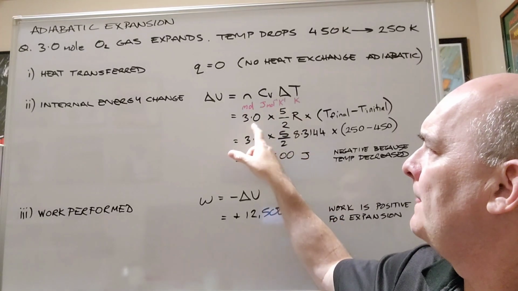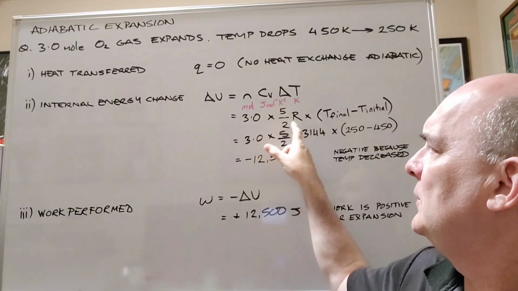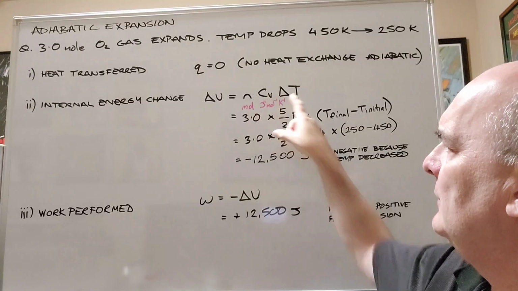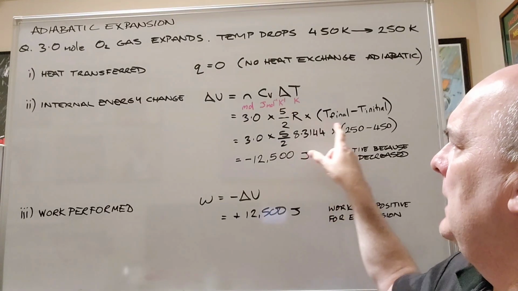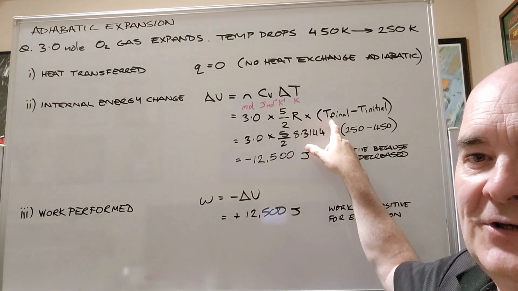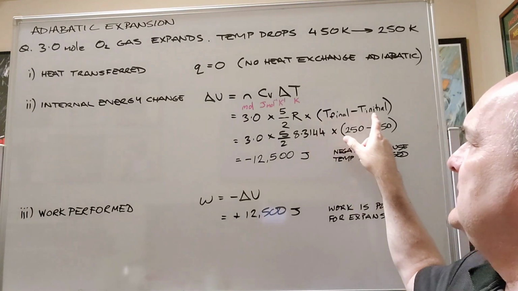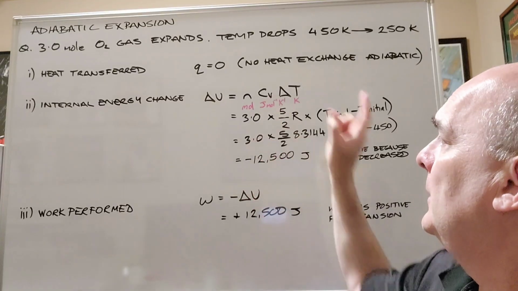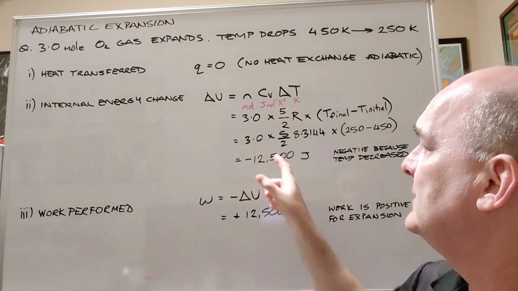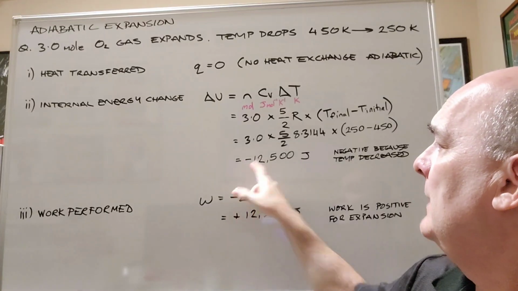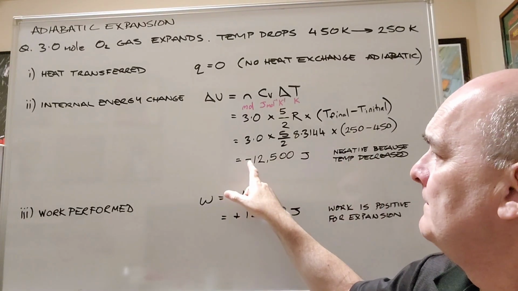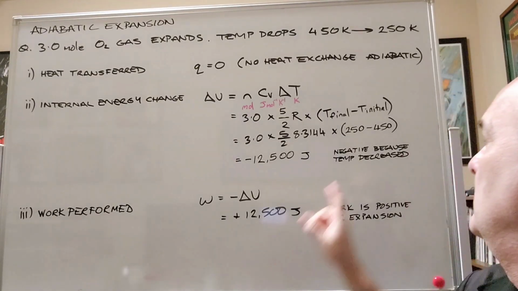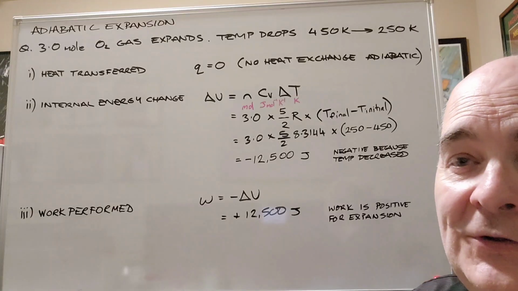So number of moles multiplied by 5 over 2 times R, and we're going to use the 8.3144 joules per mole per Kelvin form of R, and then multiplied by the change in temperature in terms of temperature final minus temperature initial. That's going to give us a negative number. And the Kelvin and the per Kelvin cancel, and the moles and the per moles cancel. That gives me a number in joules. And because of the negative temperature change, this is negative 12,500 joules.